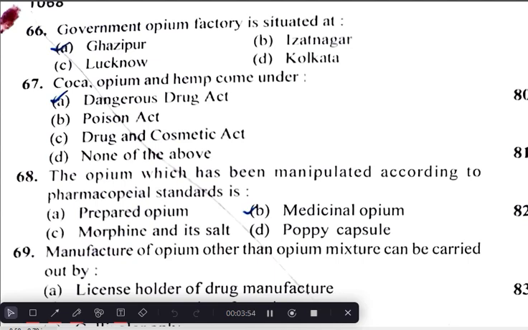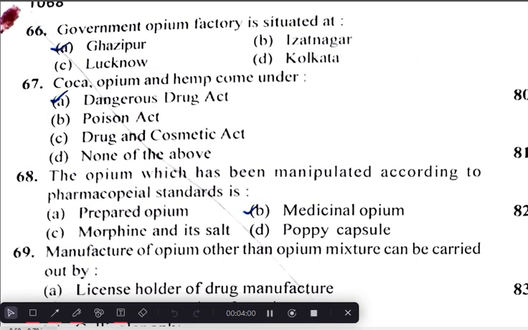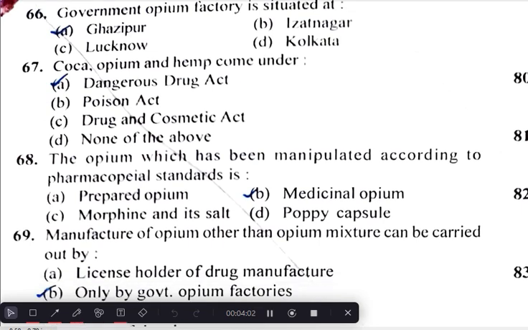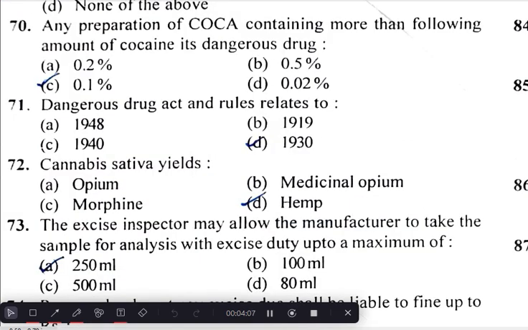Manufacture of opium other than opium mixture can be carried out only by government opium factories. Any preparation of coca containing more than the following amount of cocaine is a dangerous drug, that is 0.1%. The Dangerous Drugs Act and rules relate to 1930.